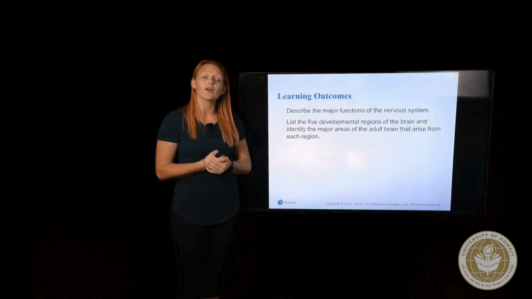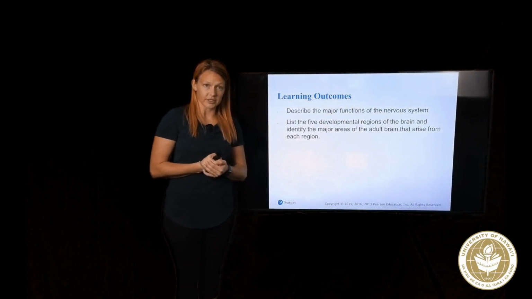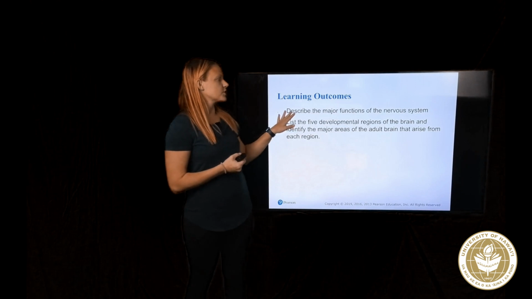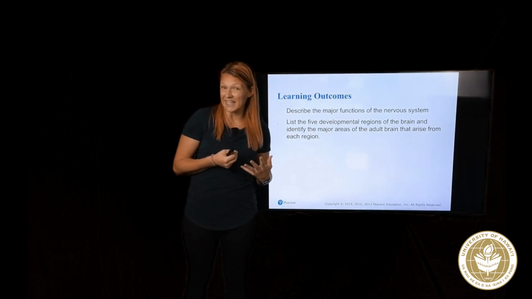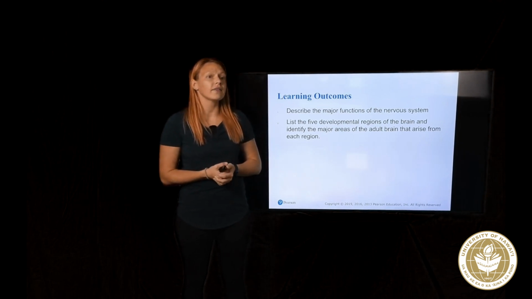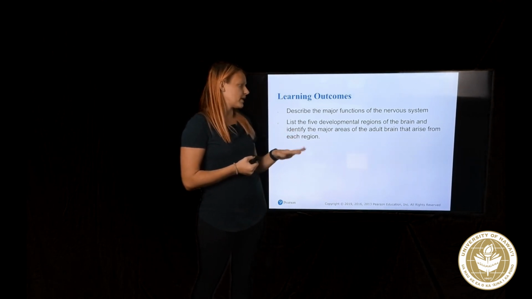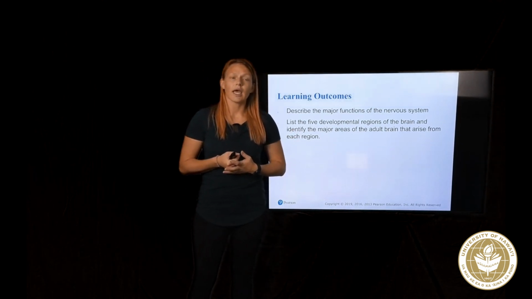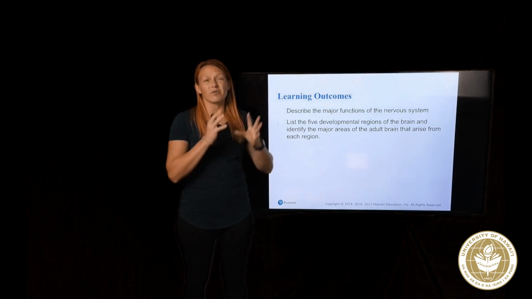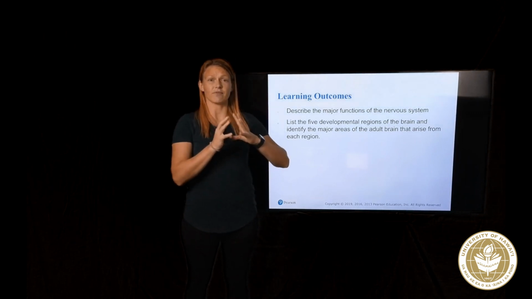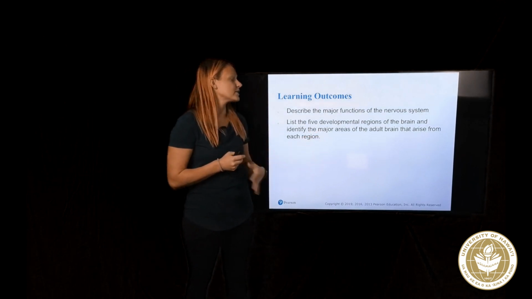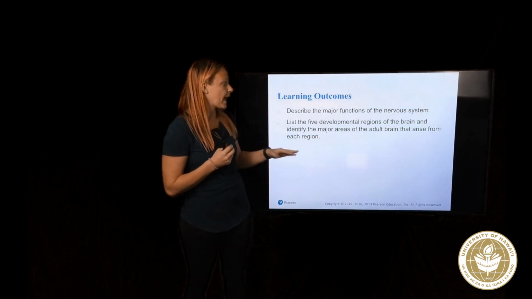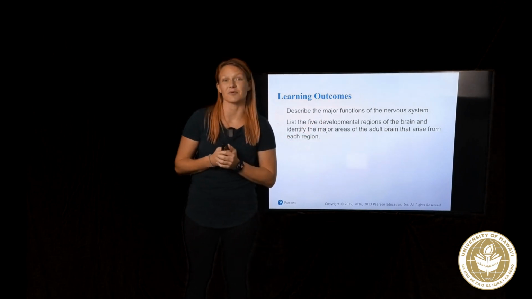In terms of our learning outcomes for this lecture, first of all, we're going to describe the major functions of the nervous system, which of course is going to be linked to the brain, right? And then we're going to list the 5 developmental regions of the brain. And we're going to look at how everything starts as a fetus and how that changes to the major areas of the adult brain that are going to arise from these 5 developmental regions.